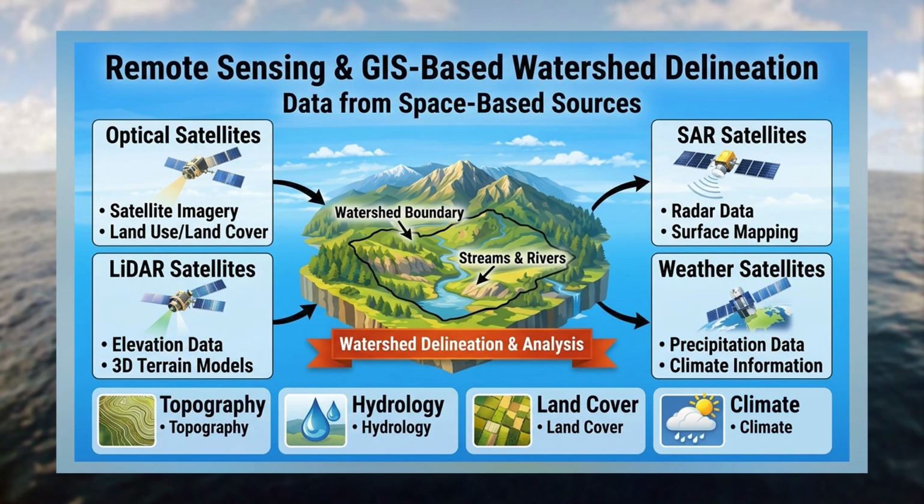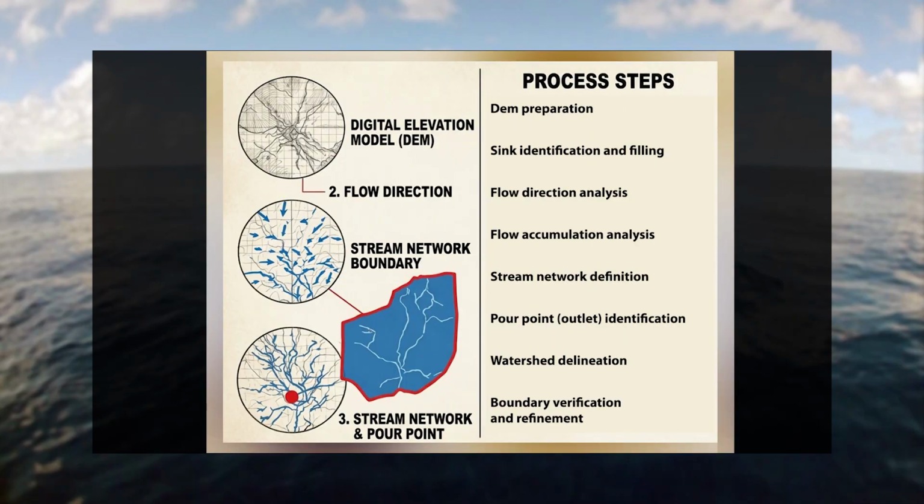The introduction of remote sensing and GIS based watershed delineation needs data from different space based sources like digital elevation model, that is DEM, satellite imageries and topographic maps. These are at times optional. The major steps in GIS watershed delineation are DEM preparation, sink identification and filling, flow direction analysis, flow accumulation analysis, stream network definition, pour point, that is outlet identification, watershed delineation and boundary verification and refinement.